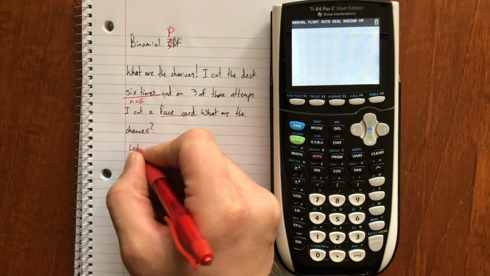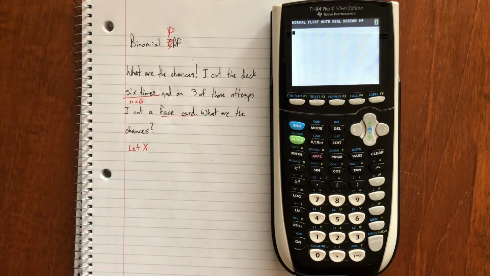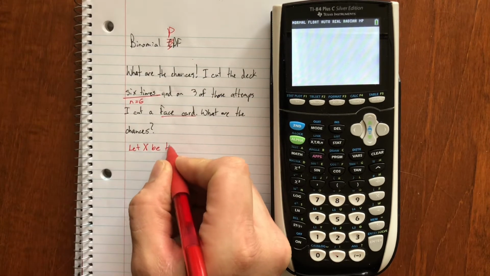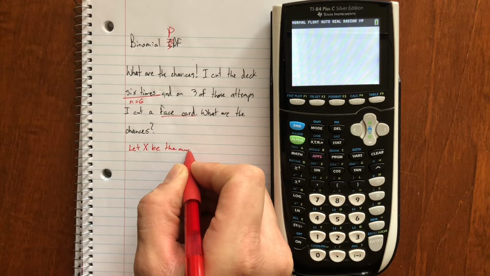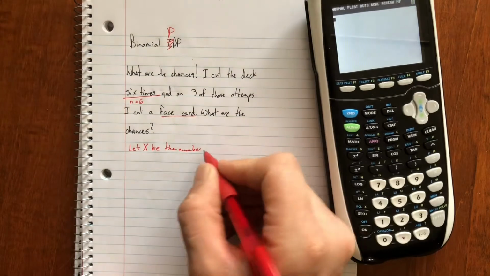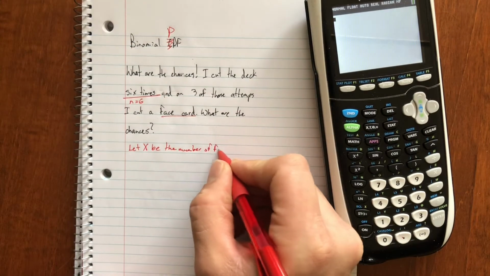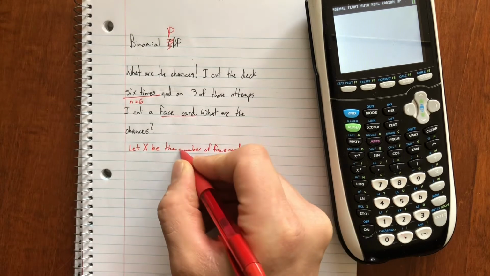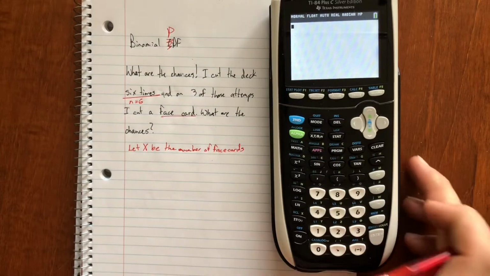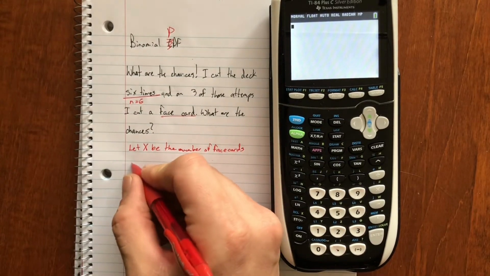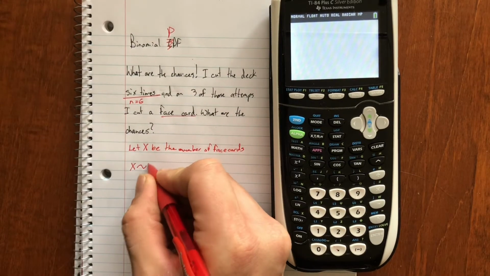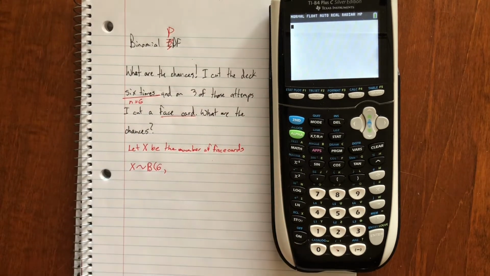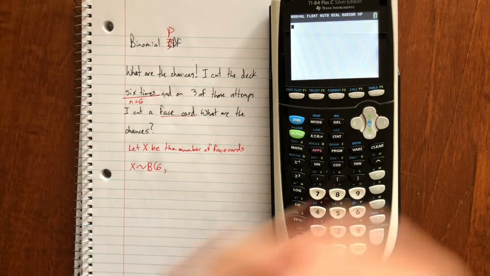I'm going to let my random variable x be the number of face cards. Number of face cards. Okay. Now, x is going to be distributed binomially, and we've already said that there are 6 trials, and now we need to calculate the probability of success.